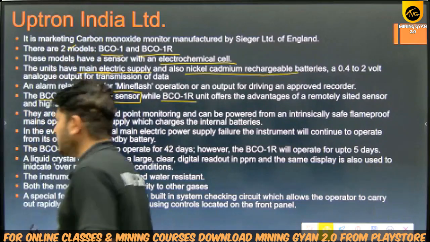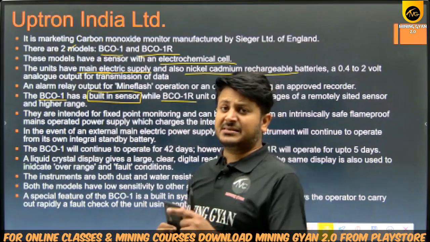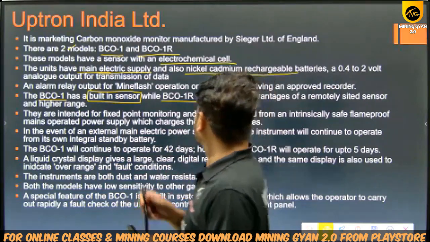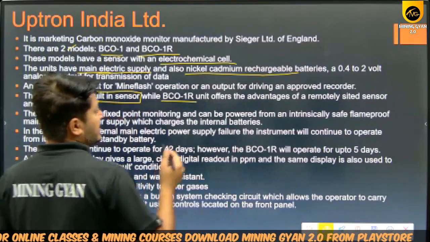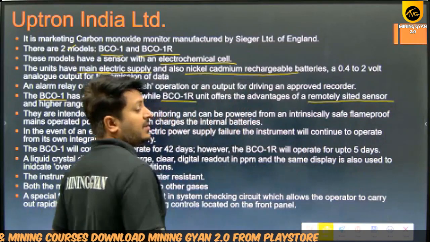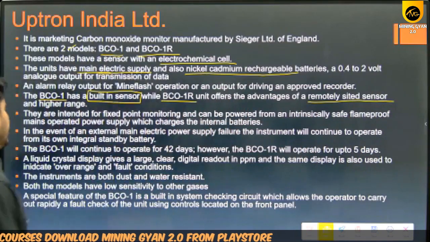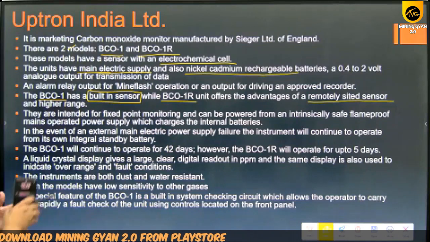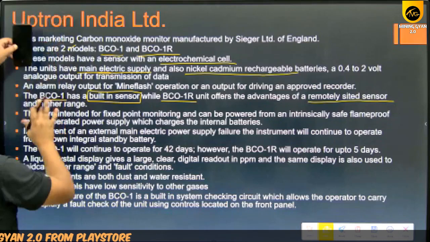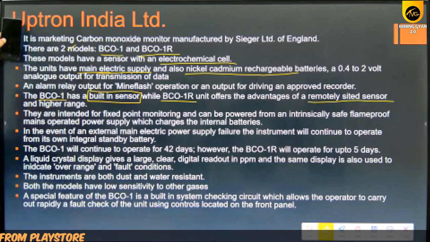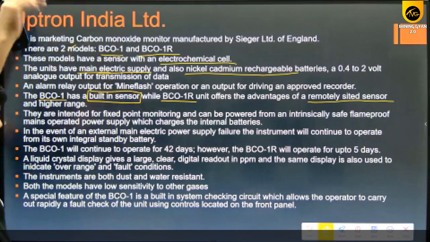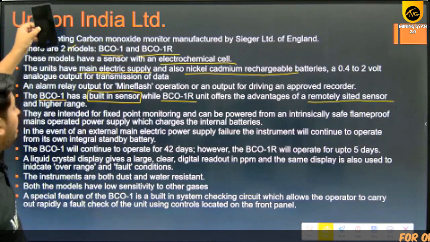But in case of BCO1R, the sensors are not fitted in the instrument; the sensors are remotely sited sensors. That is, I will fix my BCO1R over here, okay, like this, and the sensor is placed somewhere else in the mines.